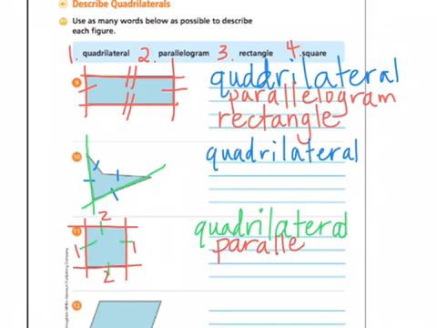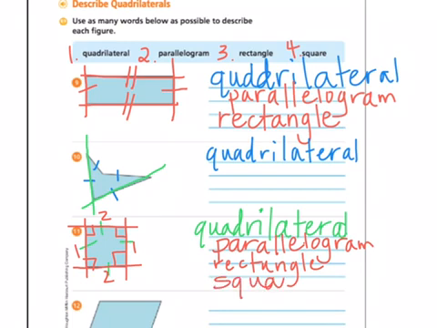Notice I'm going through each question very carefully. Number 3, is it a rectangle? Well, does it have 2 sets of parallel lines? Does it have right angles? Yes, it has the 4 right angles. So yes, it is in fact a rectangle. And you may have already figured out that yes, it is a square.